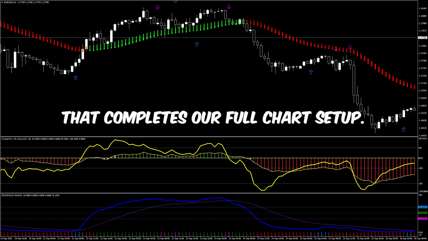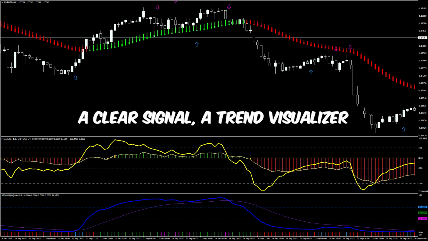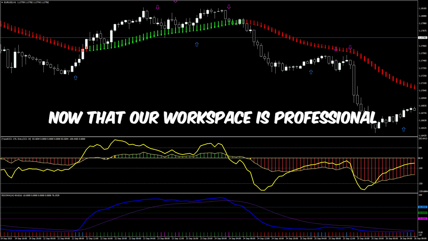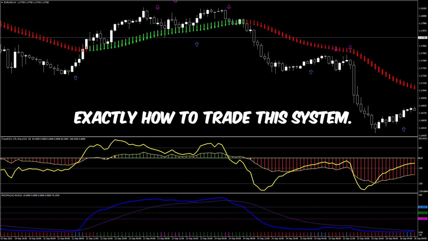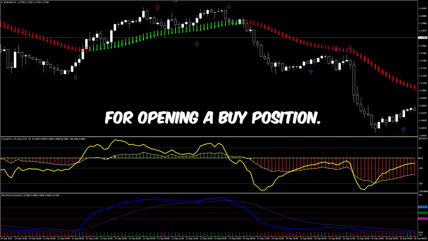That completes our full chart setup. These 4 tools give us everything we need: a clear signal, a trend visualizer, and double momentum confirmation. Now that our workspace is professional and ready, it is time to learn exactly how to trade this system. Let's get into the specific rules for opening a buy position.